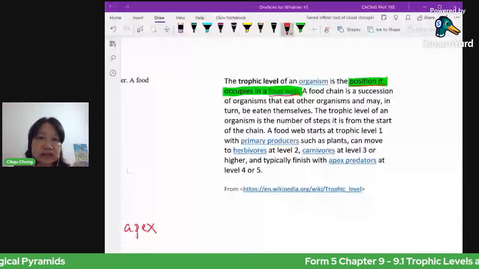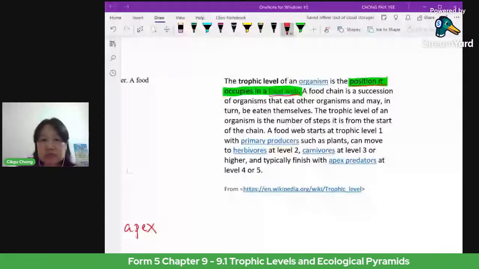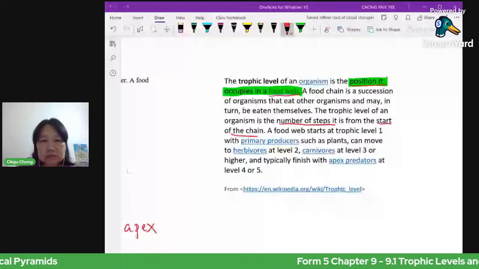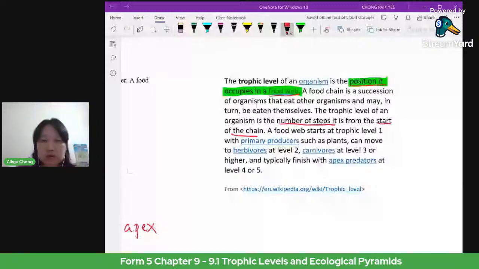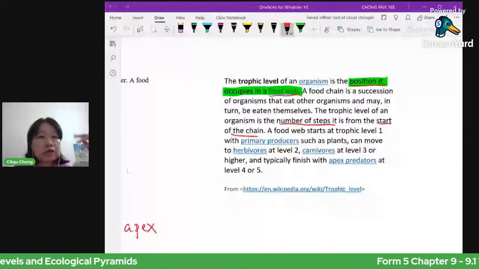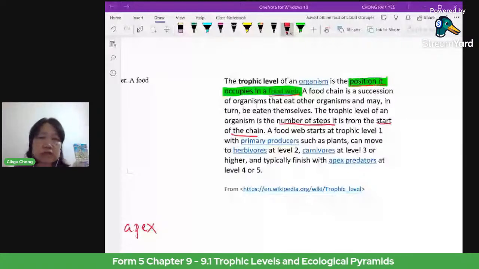So the trophic level of an organism is the number of steps it is from the start of the chain. Trophic level 1 is always the producer, and it's always the plants. Level 2 will be the herbivore, that means the primary consumer. Then level 3 is usually the carnivore or the omnivore. And then typically it goes up. Normally it's up to level 4 or 5, and very rarely you have level 6. So they call it apex predators.